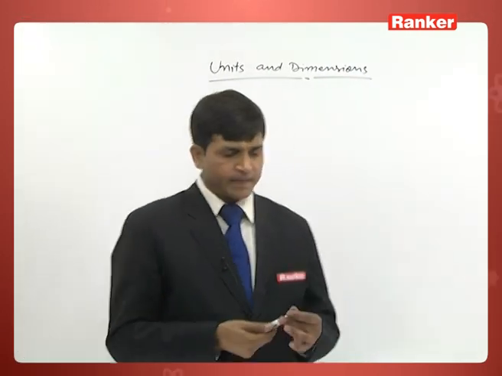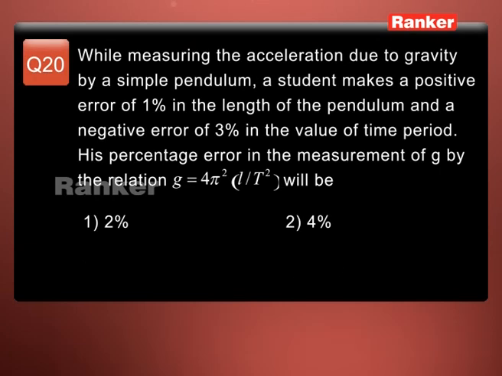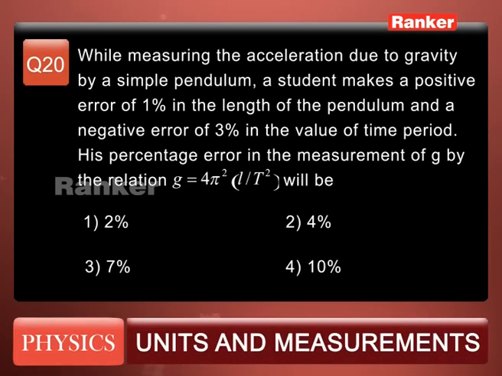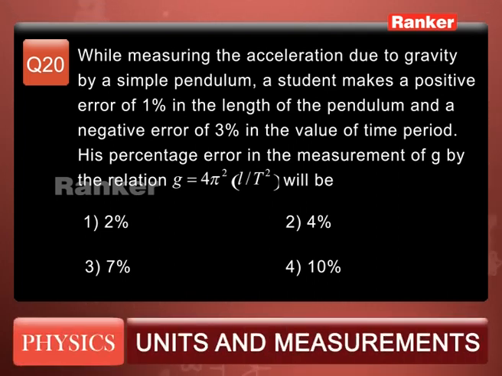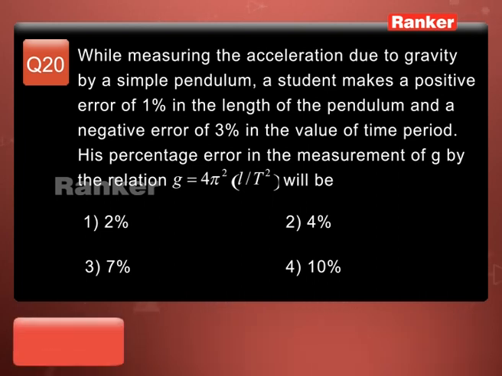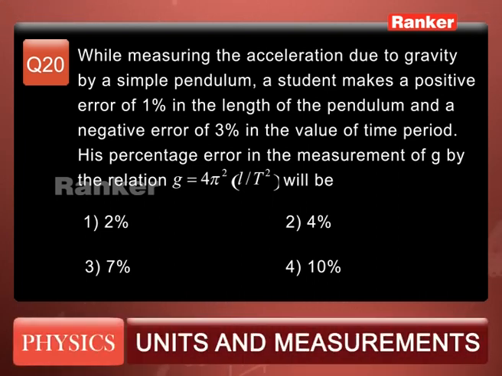Now come to the next problem, question number 20. It is given, while measuring the acceleration due to gravity by a simple pendulum, a student makes a positive error of 1% in the length of the pendulum and negative error of 3% in the value of the time period. So his percentage error in the measurement of g by the relation g is equal to 4 pi square L by T square will be. Option 1 is 2%, option 2 is 4%, option 3 is 7%, and option 4 is 10%.